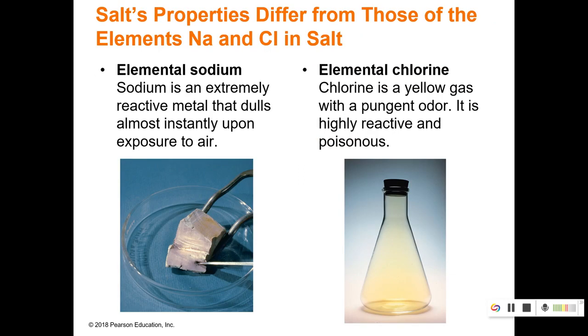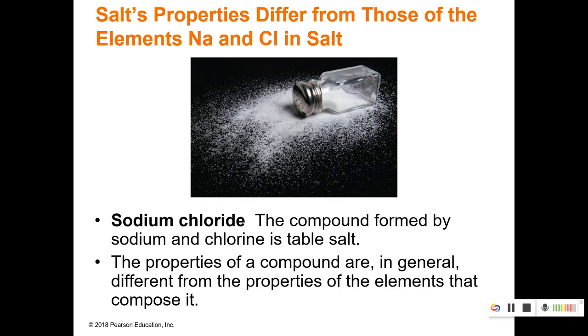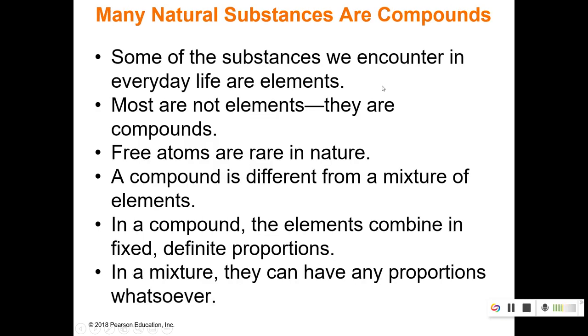Okay, same thing with sodium and chlorine, but when we put them together and make salt, they have completely different properties. So just remember that elements and compounds, even the elements that make them up, have different properties in their compounds. Okay, also recall that compounds have fixed, definite proportions, but a mixture has whatever proportions they want. Also, most substances that we're going to encounter in our everyday life are really going to be compounds and not elements.